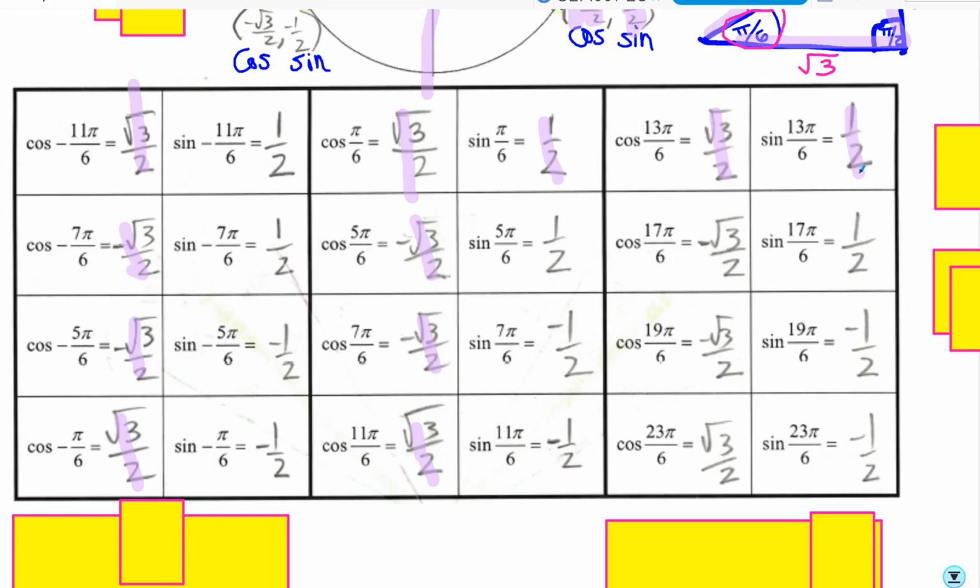And so I'm making connections between reflections, which are symmetry, and periodicity. Periodicity means how many times am I actually going to circle around my unit circle? That's going to determine what my ratio is.